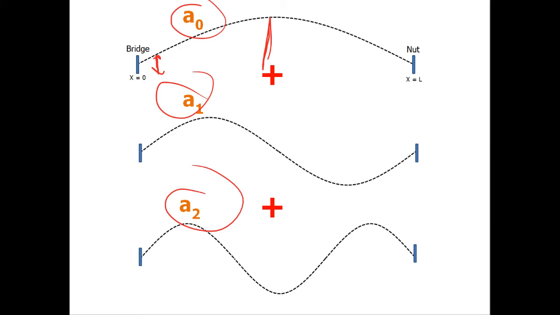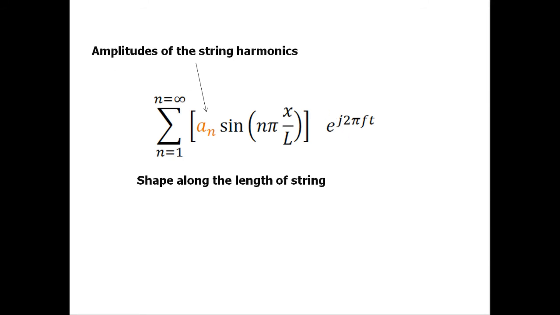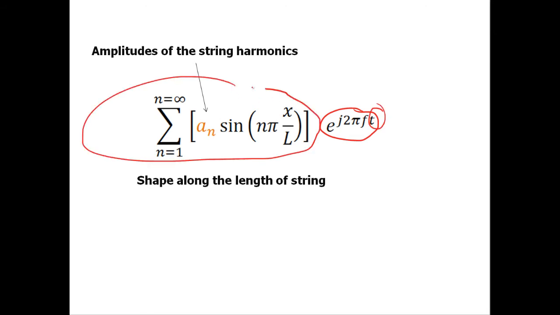Well, to represent what's called the time varying part, in engineering land, we like complex exponentials. So really, this is just a way of saying sine 2 pi frequency times time, where this part here is describing the spatial shape of the string. This part says it wiggles over time. So this is a shape along the string, and then this term here is special in that it is the amplitude of the string harmonics.